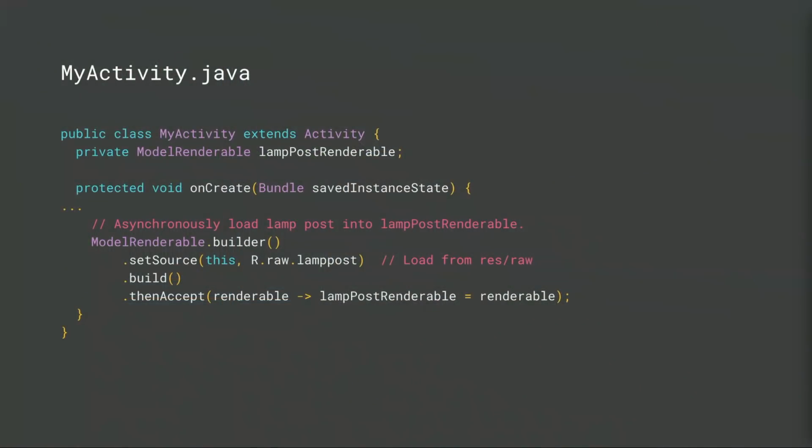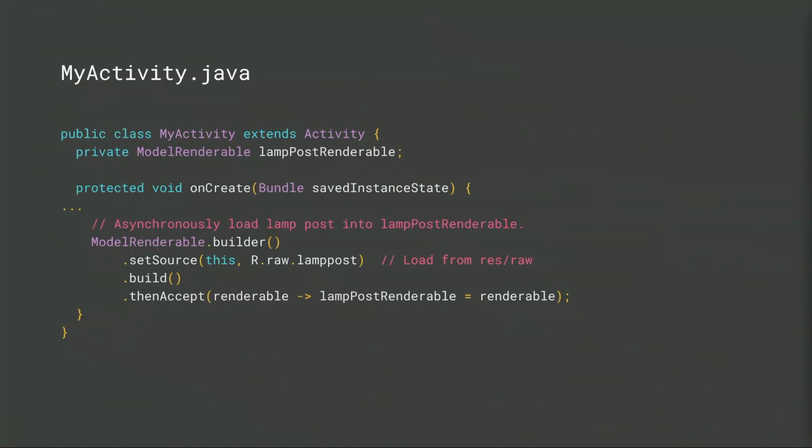Now, loading can take a little time, so this API is an asynchronous API, and all we have to do is create a builder, set its source. Here I'm setting it to a resource ID in res-raw that points to the lamppost, and build. The model renderable builder returns a completable future, and we're using this thenAccept method so that after that's complete, we can store the loaded renderable into our lamppost renderable so that it can be used later.